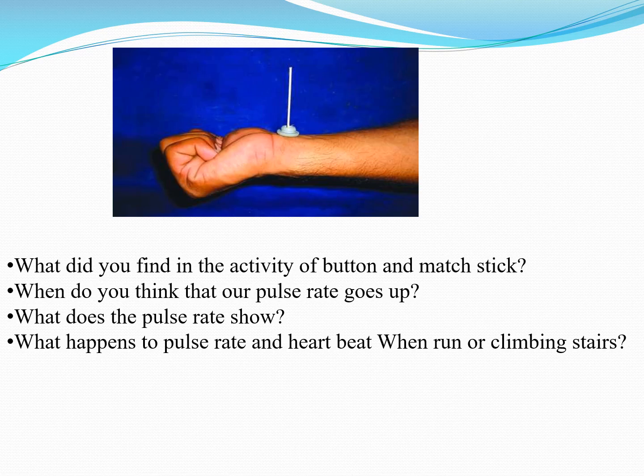Here, first question, what did you find in the activity of button and matchstick? We find pulse rate. When the matchstick stethoscope is placed on the wrist, it shows vibrations due to the elastic nature of arteries. Second question, when do you think that our pulse rate goes up? Pulse rate goes up when you are afraid or excited, during running, jogging, climbing stairs, etc. During any physical activity, our pulse rate goes up.